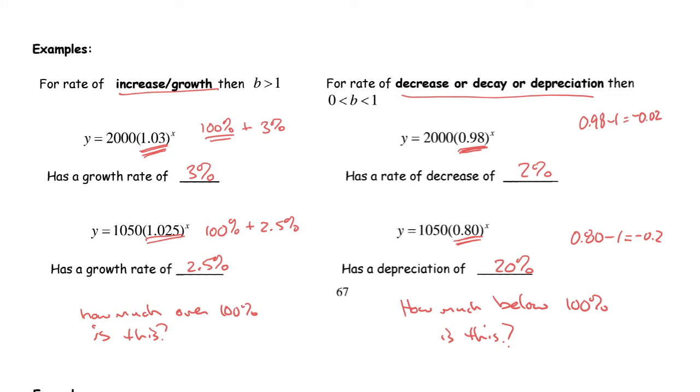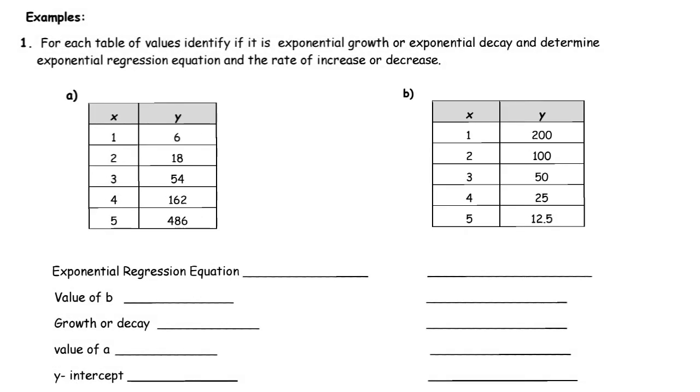Now let's take a look at some questions, and we're going to start to pull out that calculator and do some regression calculations with it. So we read in this question, for each table of values, identify if it is exponential growth or exponential decay. Those are the two that we're going to differentiate between, and determine the exponential regression equation and the rate of increase or decrease.